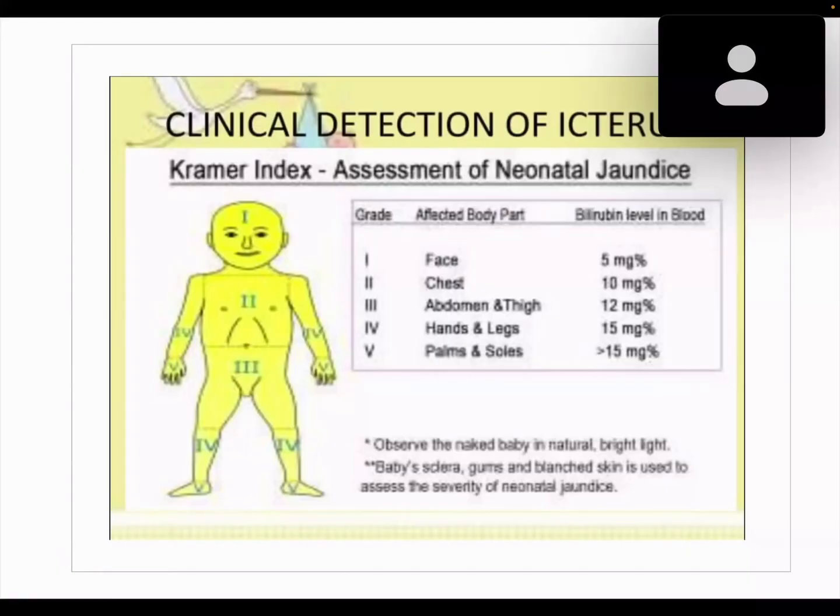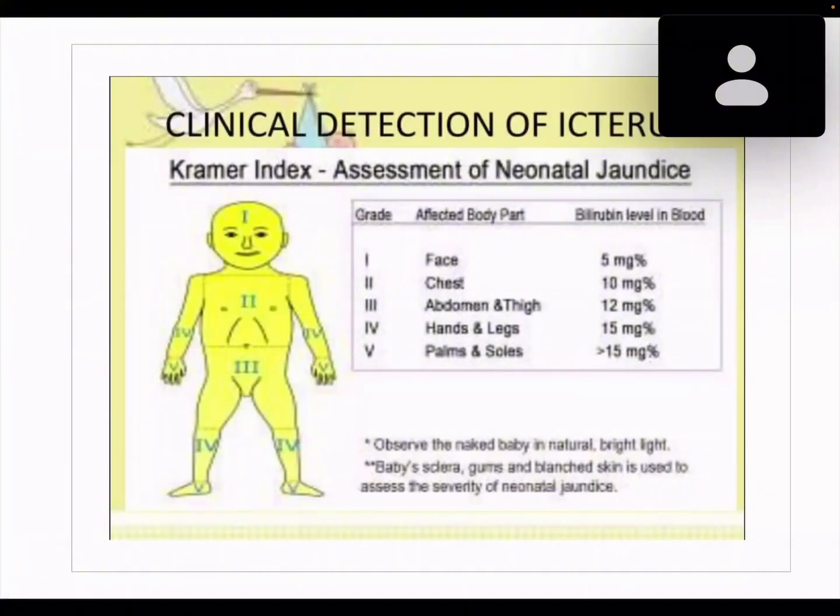Once you see jaundice in the face, as pointed out here, it clinically translates to 5 milligram per dL of bilirubin in the blood. On the chest, it translates to 10 milligram, and once it gets into the abdomen and the thigh, you're thinking of 12 milligram. Once you get to the hands and the legs, you are looking at 15 milligram, and for the palms and the soles, it is greater than 15 milligram.